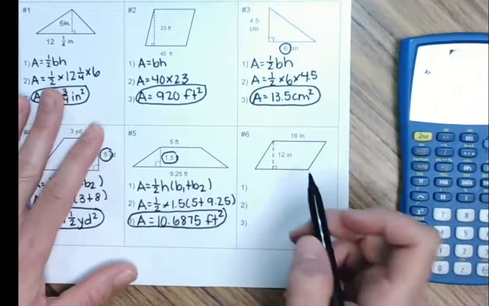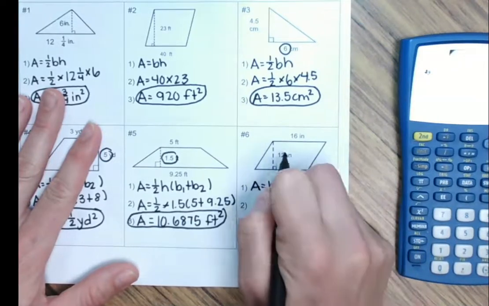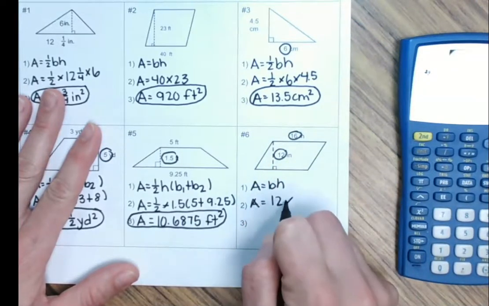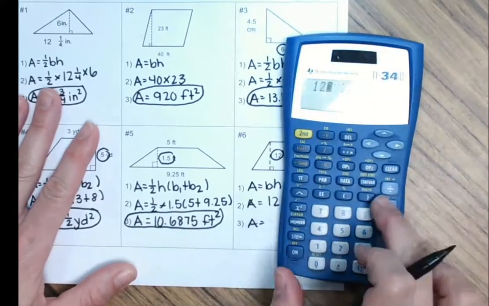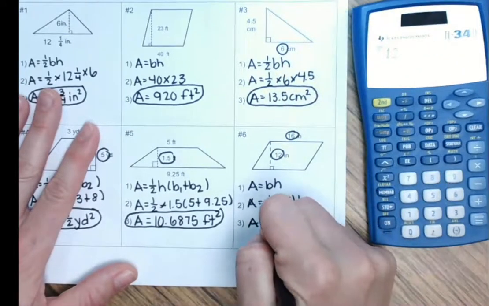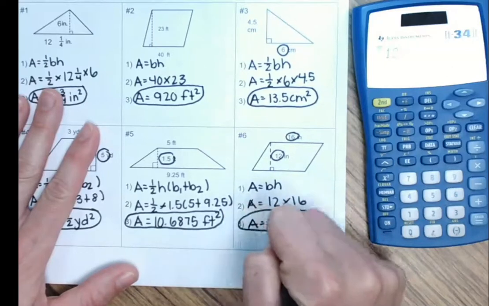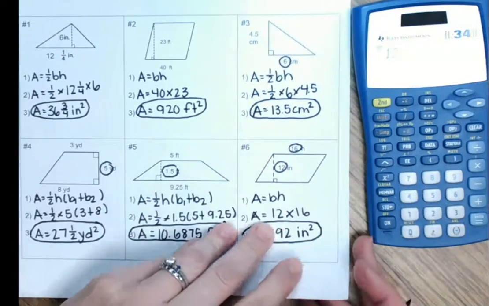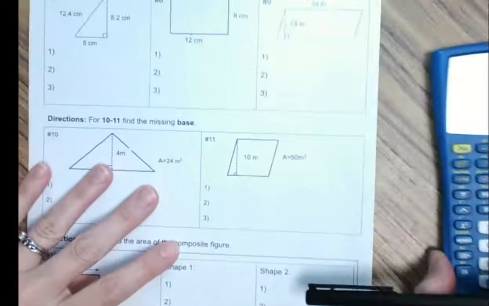Okay, number 6 is a parallelogram. Area equals base times height. So all I'm doing is taking 12 and 16. So area equals 12 times 16. A equals 192 inches squared. Okay, there's the first 6. Let's look at the second 6.